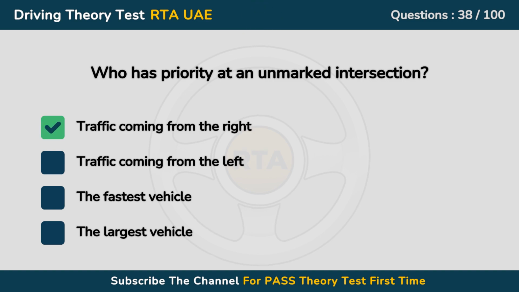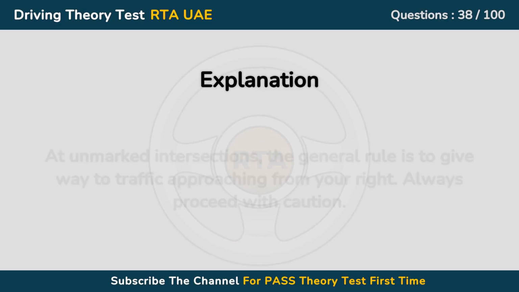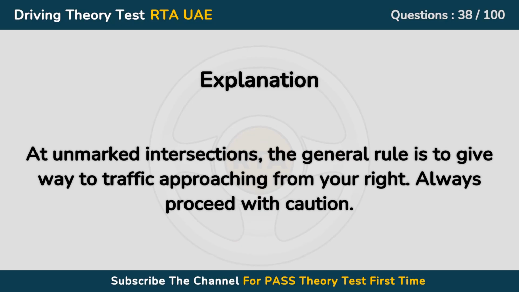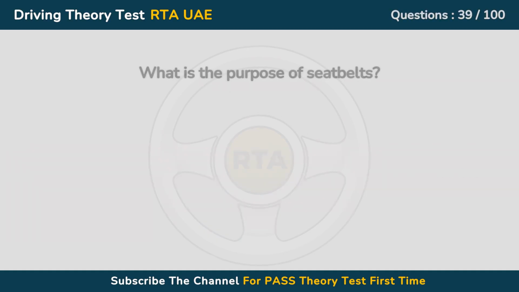Answer is A. Traffic coming from the right. At unmarked intersections, the general rule is to give way to traffic approaching from your right. Always proceed with caution.